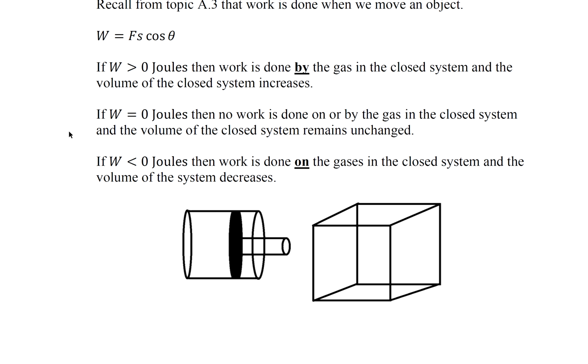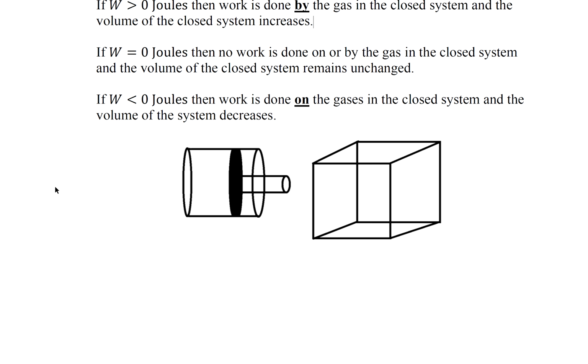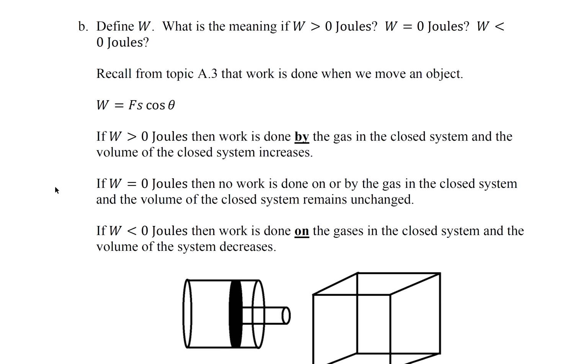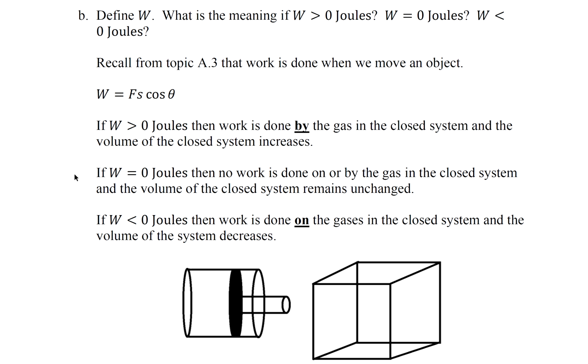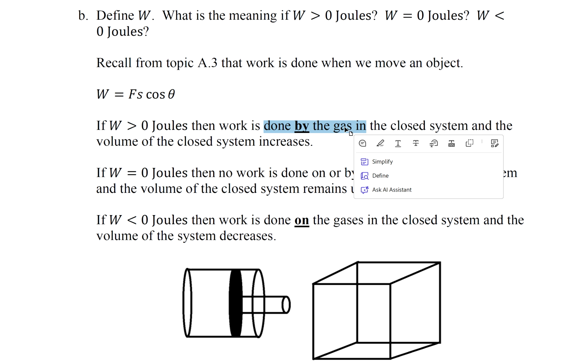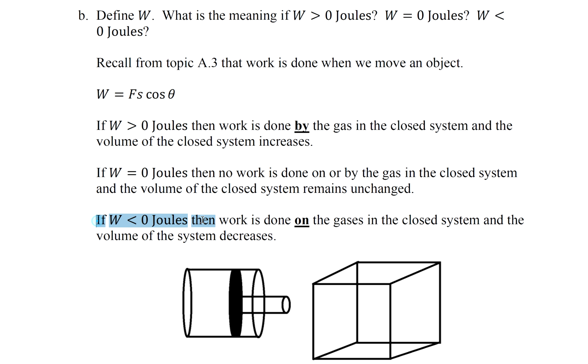If W is equal to 0, then no work is done on or by the gas in the closed system and the volume of the closed system remains unchanged. If W is less than 0 joules, then work is done on the gases in the closed system and the volume of the system decreases. So once again, work greater than 0, volume increases. Remember the word is done by the gas. If work is less than 0, the volume decreases. Work is done on the gas in the closed system.